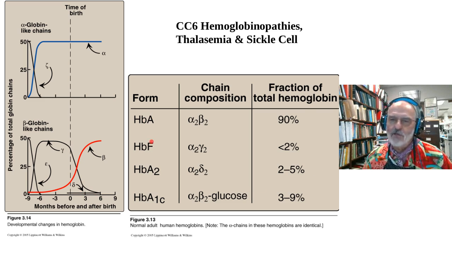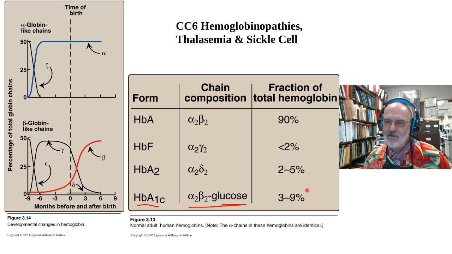And so you can know these by their larger name: hemoglobin A, adult; hemoglobin F, fetal; hemoglobin A2, the minor adult form. This form, hemoglobin A1C, is a glycosylated form. It's a non-enzymatic glycosylation of adult hemoglobin. It represents some fraction of the total, and the fraction is proportional to the amount of glucose that you walk around with. So if you're diabetic, you walk around with high concentrations of glucose, this value will be much larger.